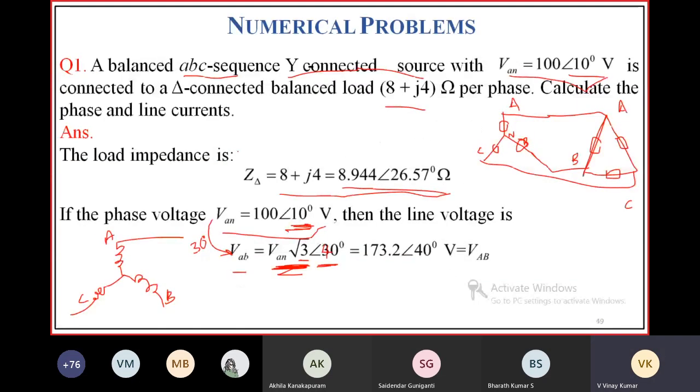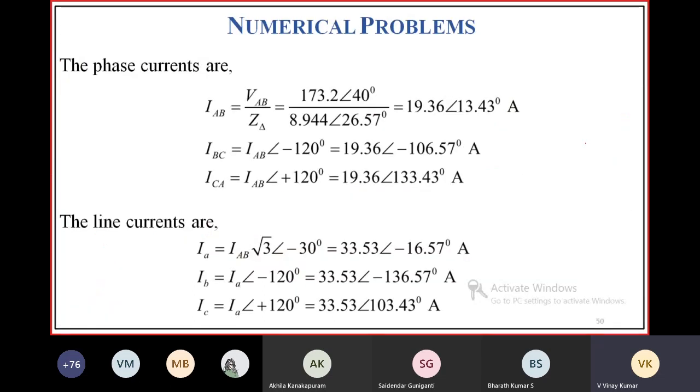Okay, so what is the current? IAB is equal to the voltage between these two divided by the impedance. The voltage between these two is the line voltage, not the phase voltage. This line voltage will appear across this impedance, right? So IAB is equal to VAB by Z delta.